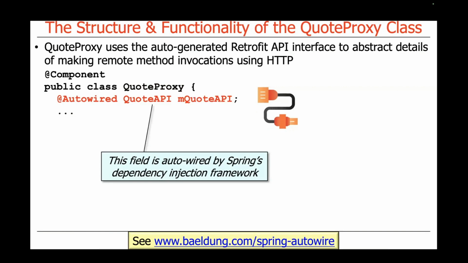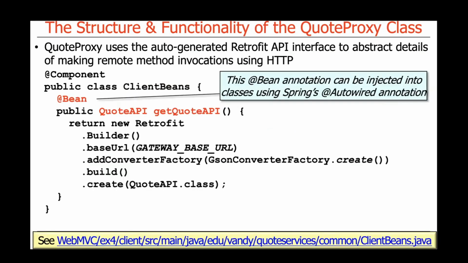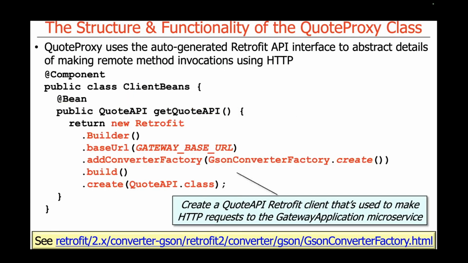We auto-wire the Quote API here, and we get an instance of the Quote API by using a bean in our client beans class, which is part of our common package. And this can be injected using Spring auto-wiring. And this particular implementation, once again, uses boilerplate code, which I got ChatGPT to generate for us quite trivially. If you watch the video, you see how that works. And this will create a Quote API retrofit client that's used to make these requests to the gateway application microservice.